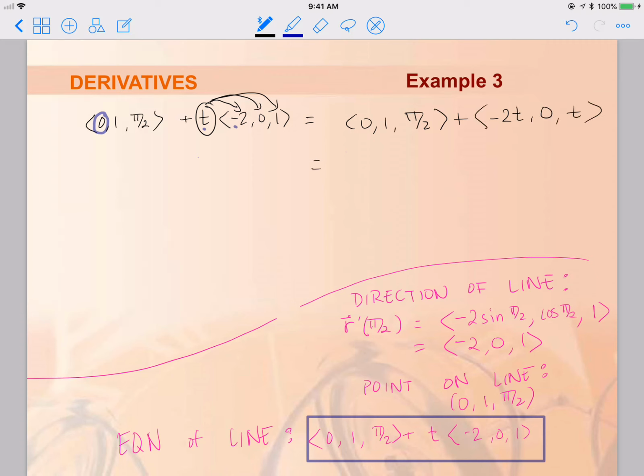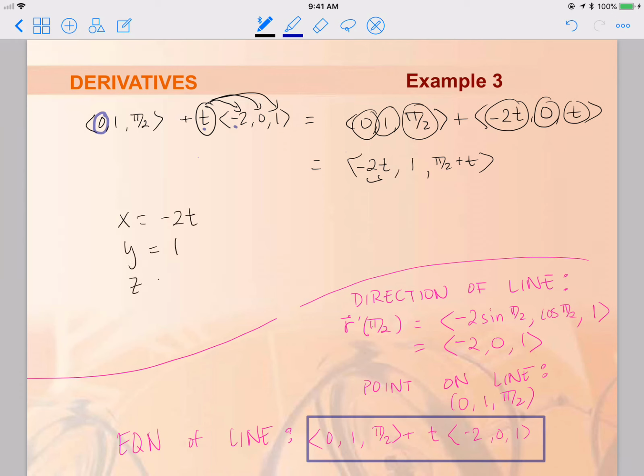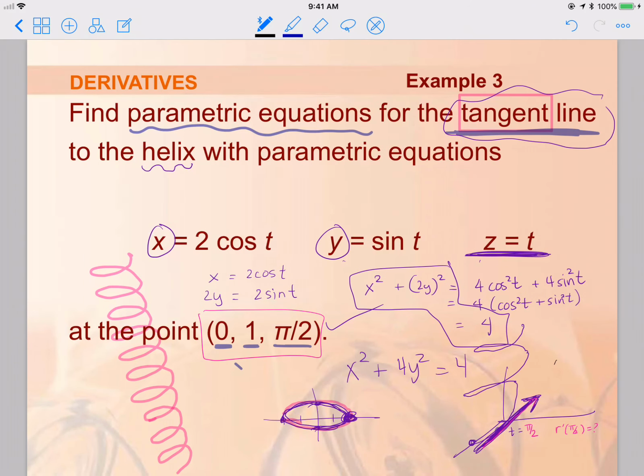And how do we add vectors? We add them component-wise. So 0 plus -2t is going to be -2t. 1 plus 0 is going to be 1. And then pi over 2 plus t is going to be pi over 2 plus t. And now, for my parametric equations, I'll just have x equals -2t, y equals 1, z equals pi over 2 plus t. And these are the parametric equations for this line right here.